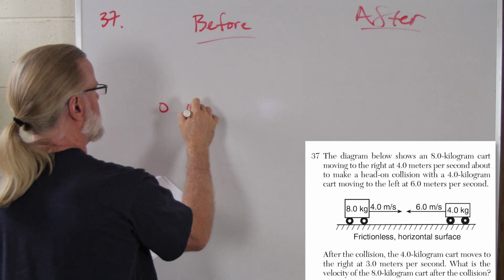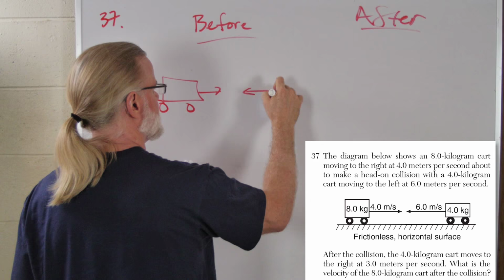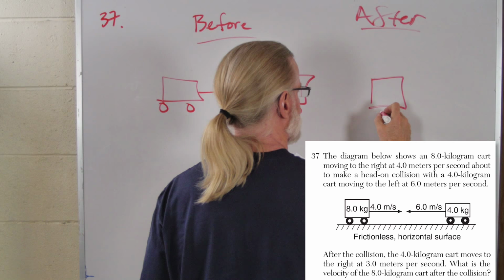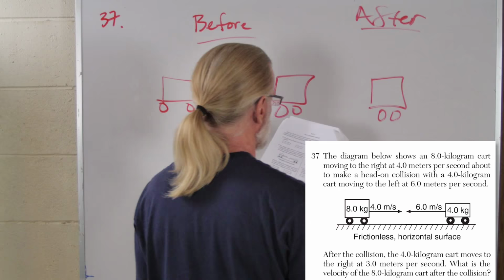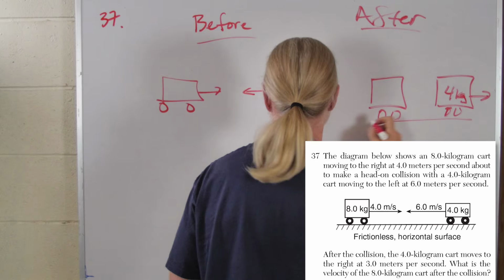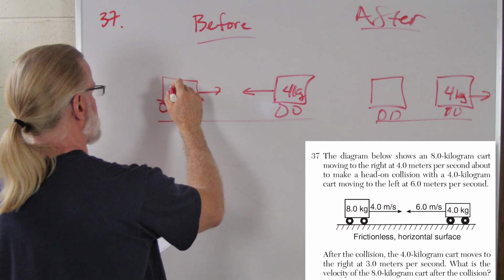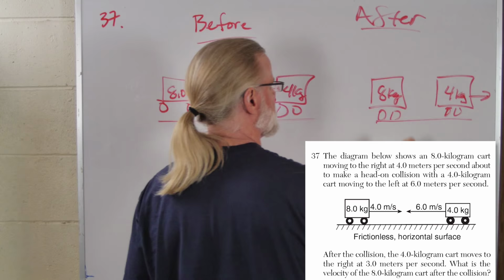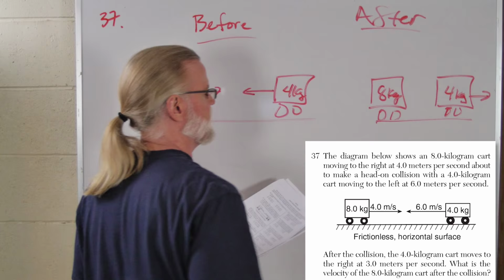So beforehand, we had a velocity and a velocity and two carts of different masses. And afterwards they collide. And what does it say? After the collision, the 4-kilogram cart moved to the right. All right. So after the collision, the 4-kilogram cart is moving to the right, like that. Let me draw the ground. 4 kilograms. 8 kilograms. I'm not going to put the significant figures in there, just because there isn't room.